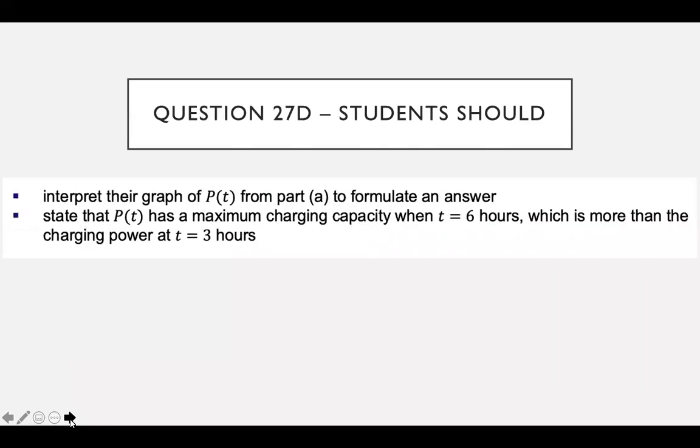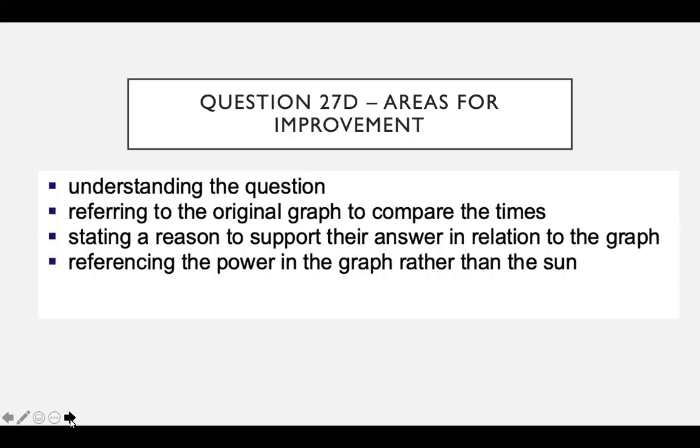So students need to interpret their graph from part A to formulate an answer, and then to state that P of T had a maximum charging capacity when T equals 6 hours, which is more than the charging power at T equals 3 hours. And so we wanted them to get to that stage. And of course, if they had a good response at part A, it made that much easier. And so some areas for improvement, understanding the question. And for some students, it'll be tackling more questions with worded problems, and that will certainly serve students well into the future to ensure that they're doing lots of worded problem questions to assist them.